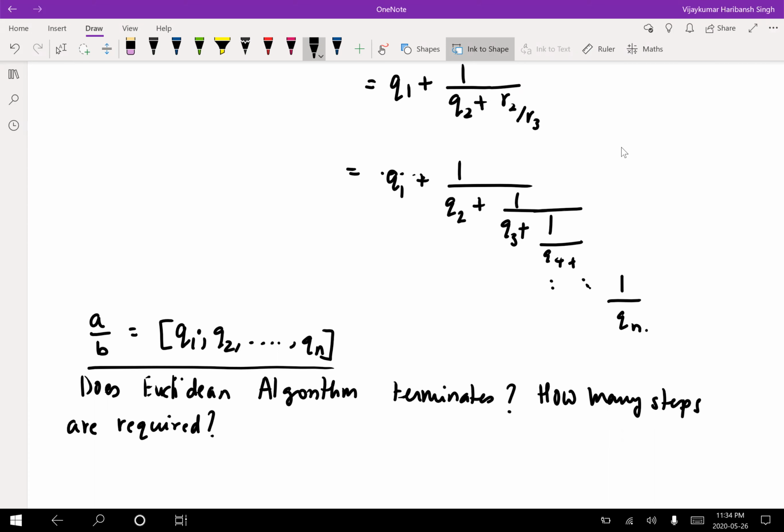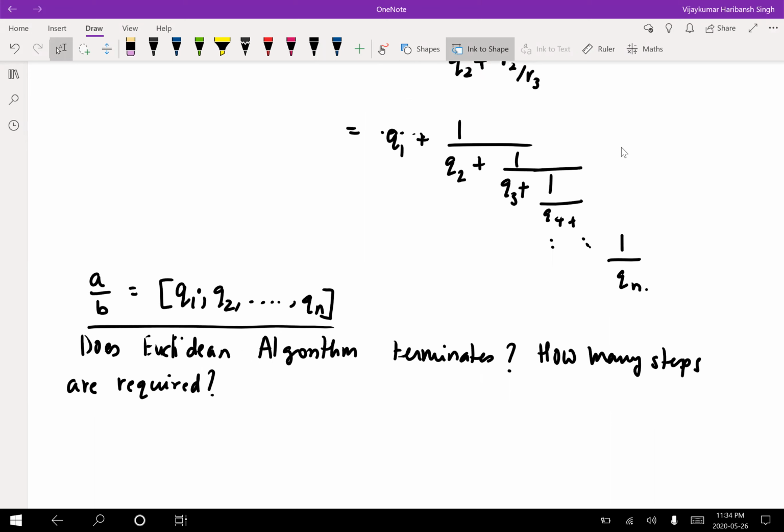So there are various estimations of this. The best estimation, at least the one I'm aware of, though there are better estimations, is by Knuth.